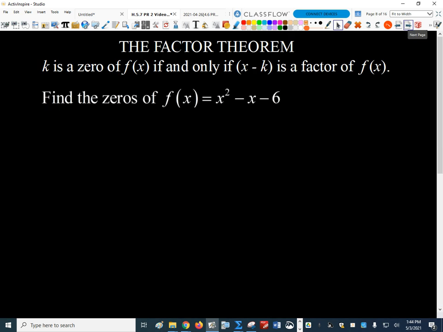First of all, I want to show you that this is really not that profound. You guys already knew this without even being aware of it. Let's go back and look at a problem that we probably did a month and a half ago or more. If I said find all the zeros of this function a month and a half ago, what would you have done?